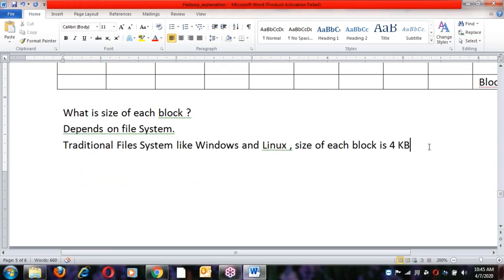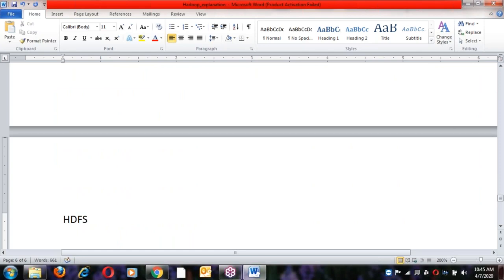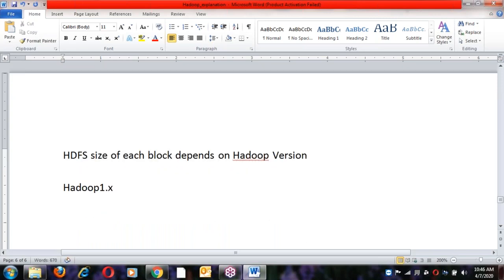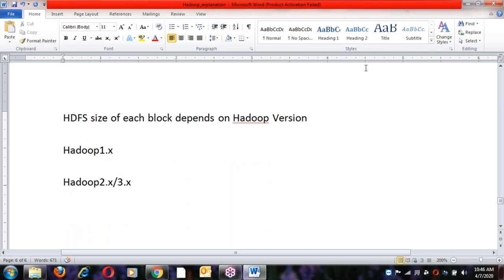Now let us see the Hadoop Distributed File System, HDFS. The size of each block depends on the Hadoop version. In Hadoop we have the 1.x version, the 2.x version, and the 3.x version. 2.x and 3.x are the same here, with only a few features changing.